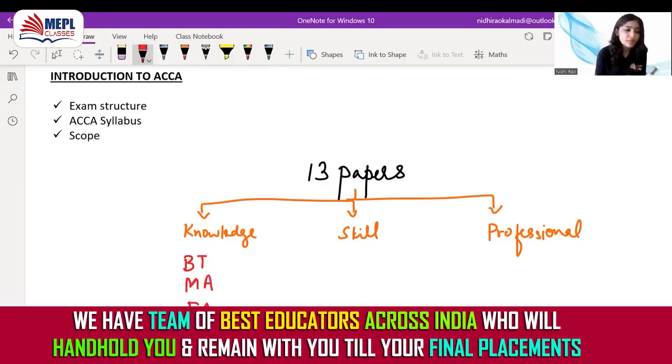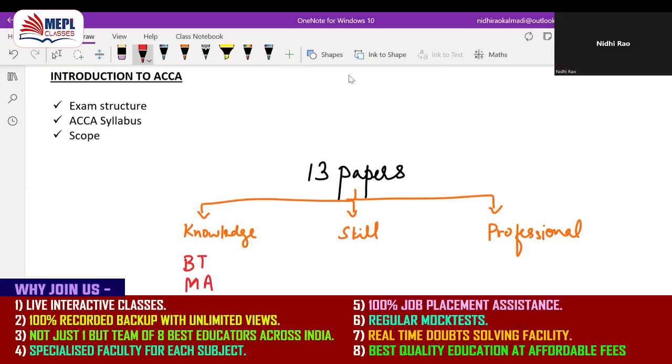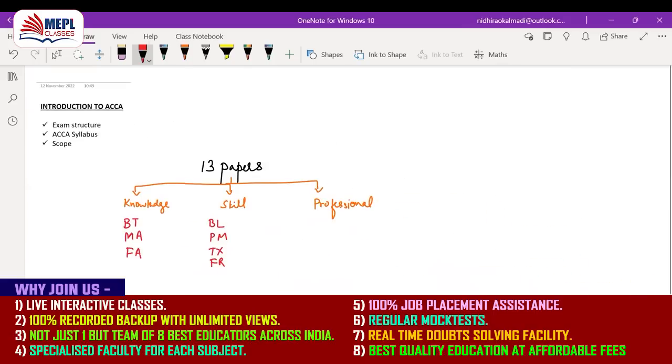So, knowledge level is a very basic level. It's very easy and it's a completely MCQ based exam. And it has the total marks is 100. Moving on to skills level. Here you have about 6 papers. That is business law, performance management, taxation, financial reporting, audit and assurance, and financial management.